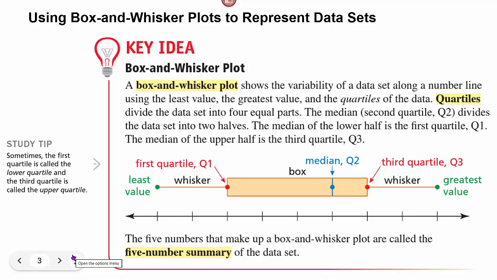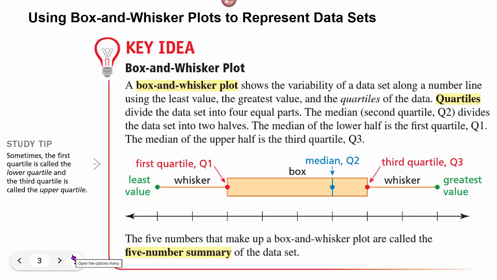You're familiar with that, using the least value. The greatest value, you can identify that. And the quartiles, that's a new term probably for you. So the quartiles of the data. Now we get into what the quartiles of the data are and what they do. The quartiles divide the data set into four equal parts.